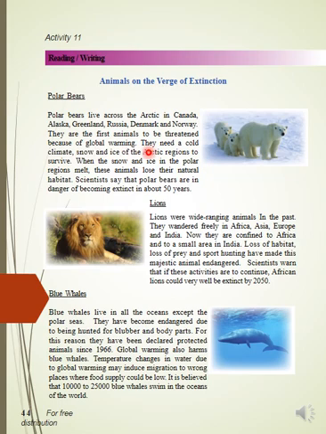When the snow and ice in the polar regions melt, melt means liquefying, these animals lose their natural habitat. What do you mean by natural habitat here? Their original shelter. When the snow and ice in the polar regions melt, when it becomes liquid, these animals lose their habitat because they live in icebergs. When it is melted, they have no place to live in.